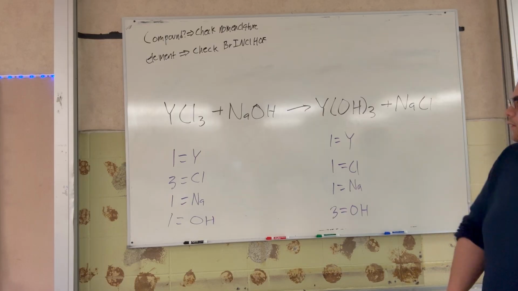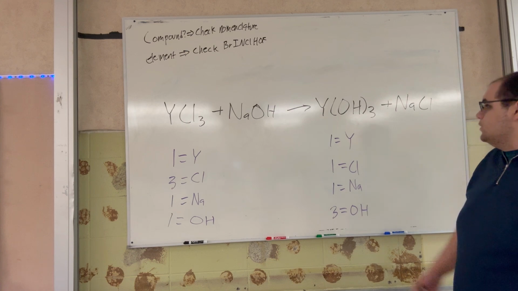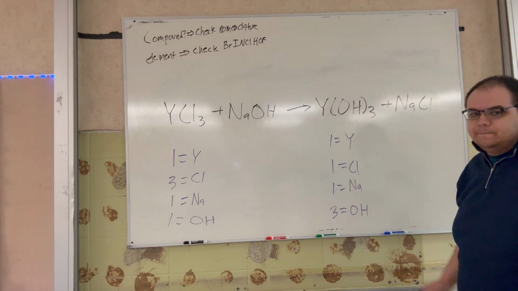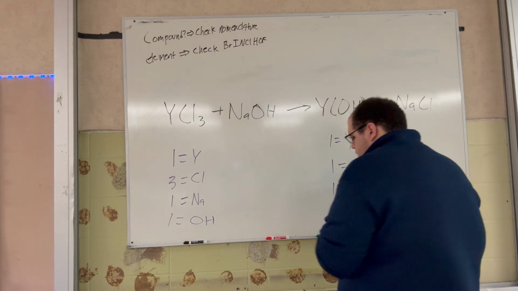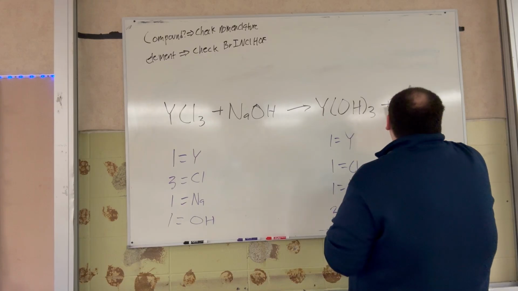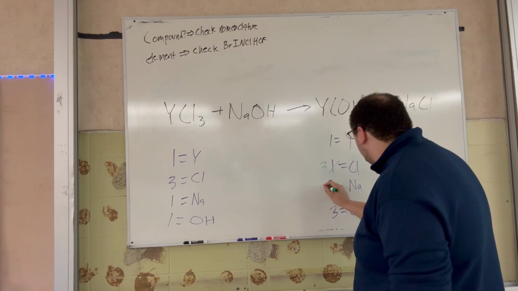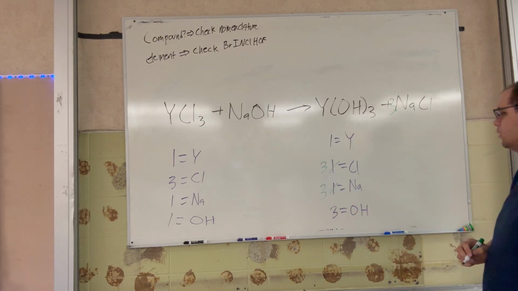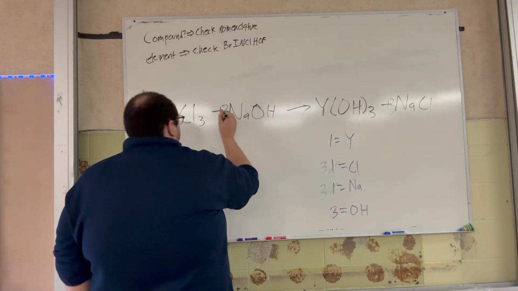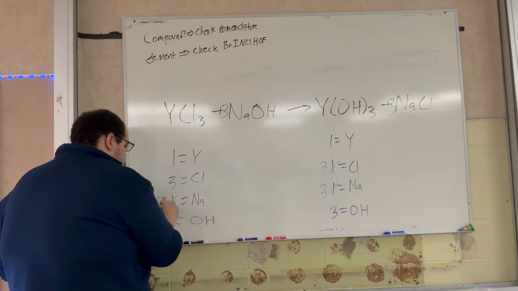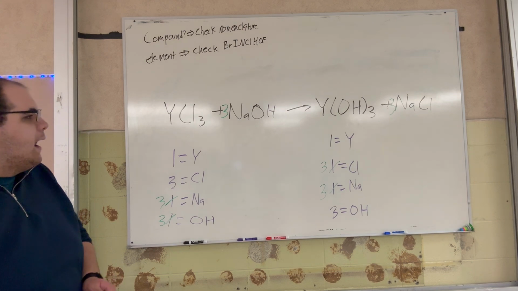Our yttriums are balanced. That's great. What else? We could do something with the chlorines. What can I fix with chlorines here? We can multiply NaCl by 3. By doing that, that changes my chlorines to 3, my sodiums to 3. Do a 3 on the NaOH. That changes my Na's to 3 and my OHs to 3. Why am I balanced?